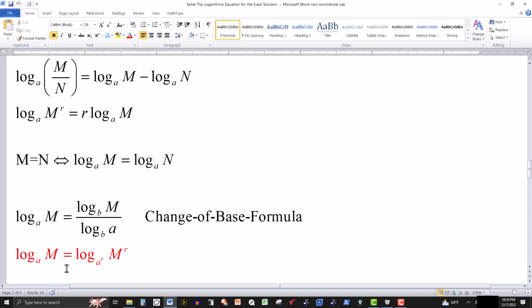And then we have this one. This is the one I'm going to use first. Log of m to base a equals 2. And I'm just taking the power, a to a power. So in this case I have r: log of m to the r, to base a to the r power.